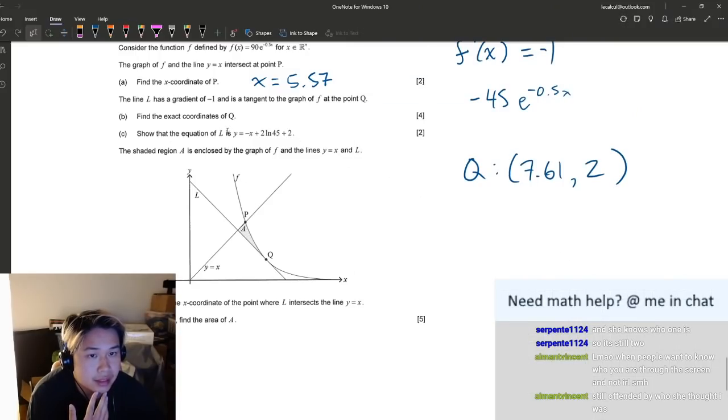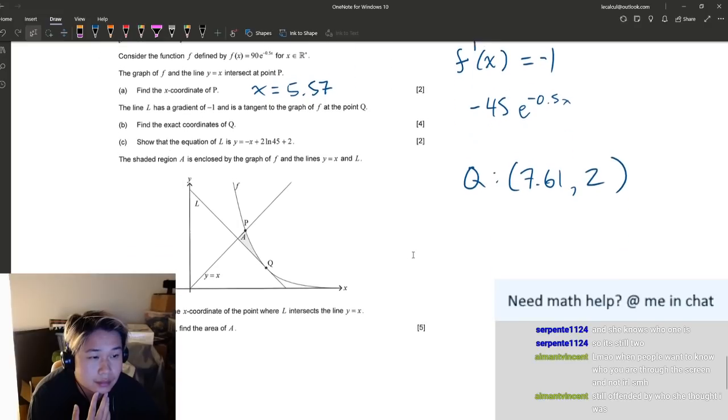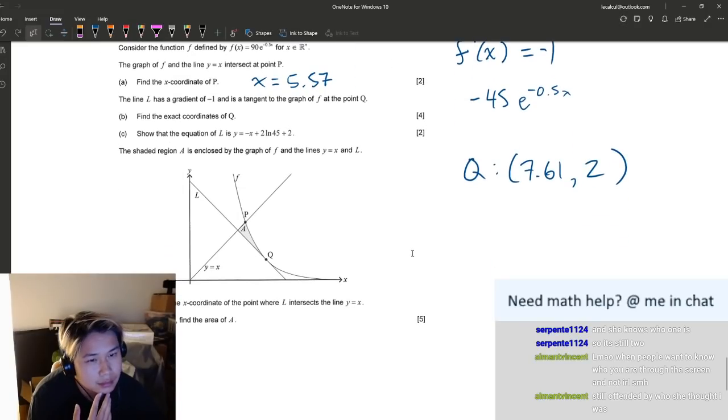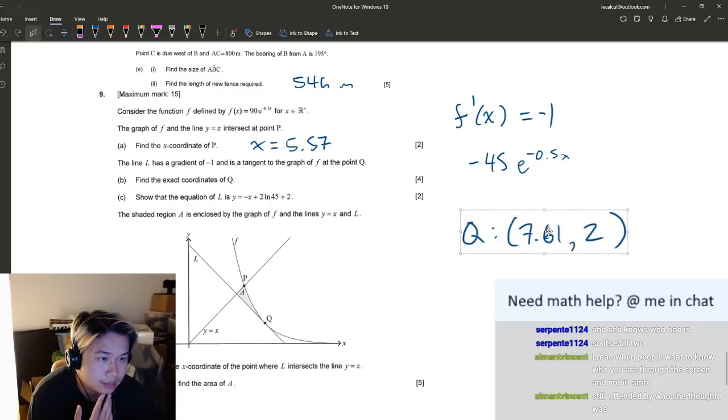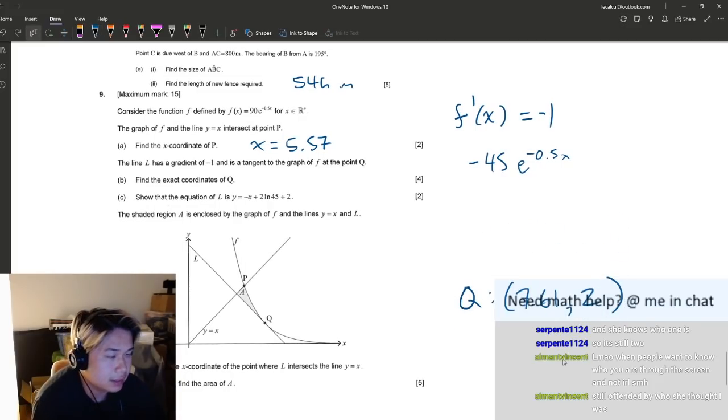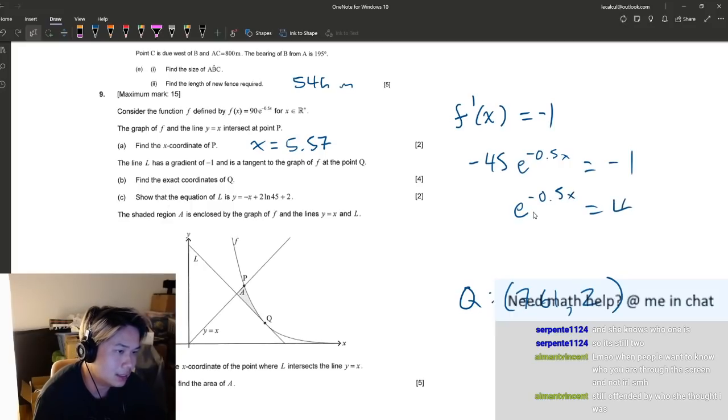Okay, and then show that the equation of this line is going to be this. Do they really want it that way? Okay, here. So they have this natural log business going on, and that's because they solved this equation using logs instead of graphing it. I mean, we could have done that too.